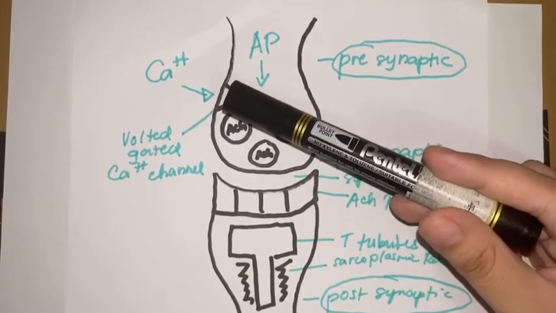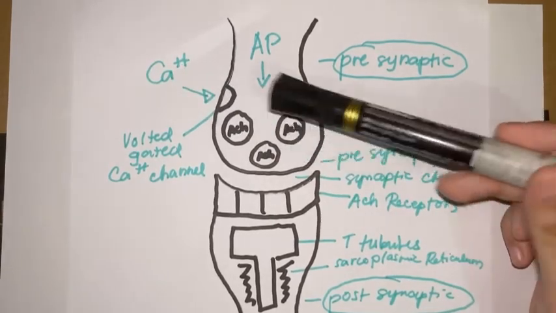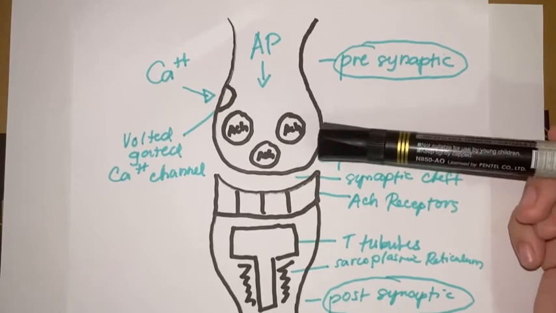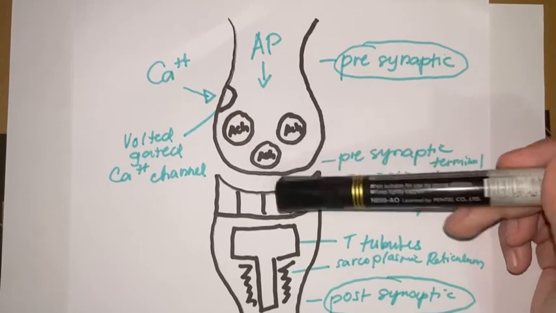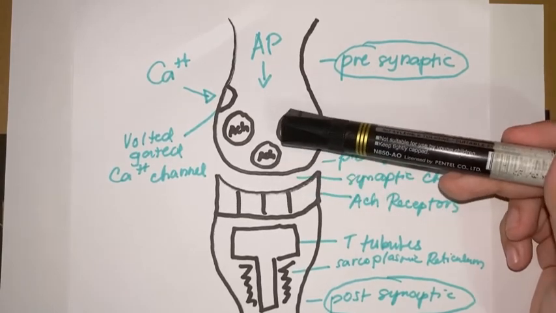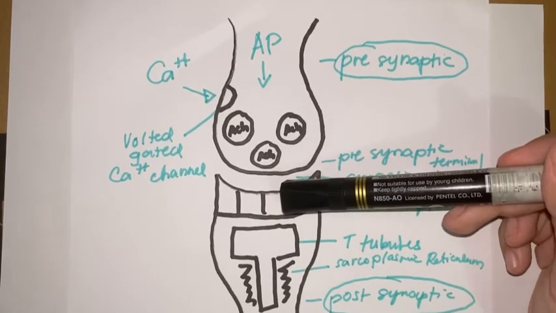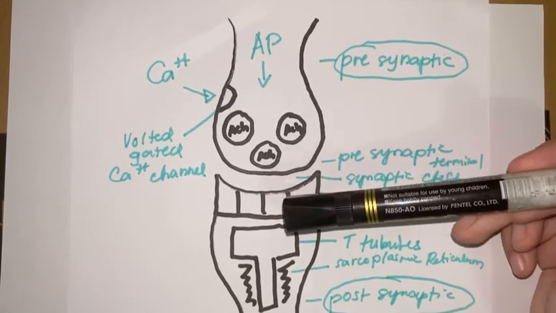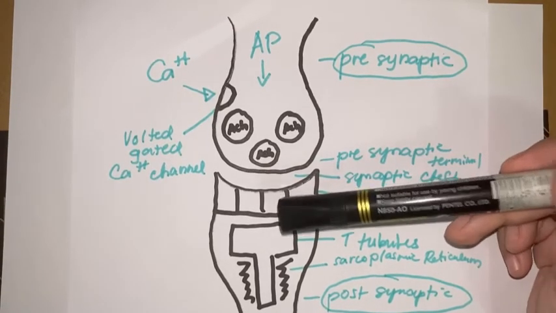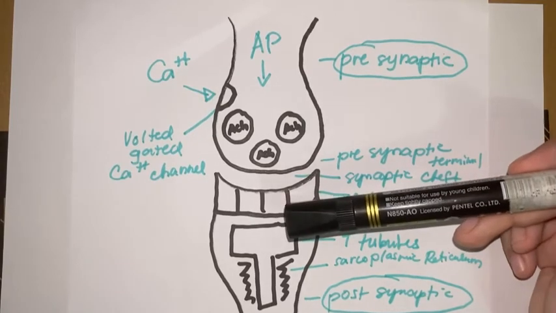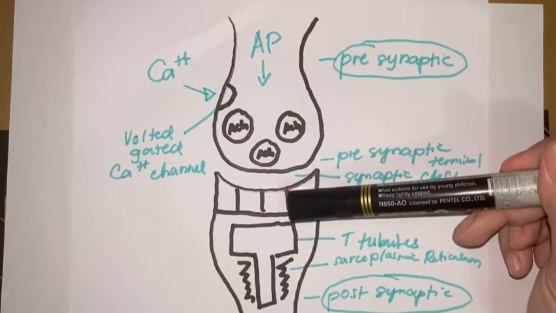Once this voltage-gated calcium channel opens, calcium will go in, or influx of calcium will occur. This will trigger the release of the acetylcholine, or the ACH, which are neurotransmitters, into the synaptic cleft. Once the ACH is released, mag-a-attach ngayon siya sa tinatawag na ACH receptors. Once the ACH binds with the ACH receptors, production of new action potential will occur.